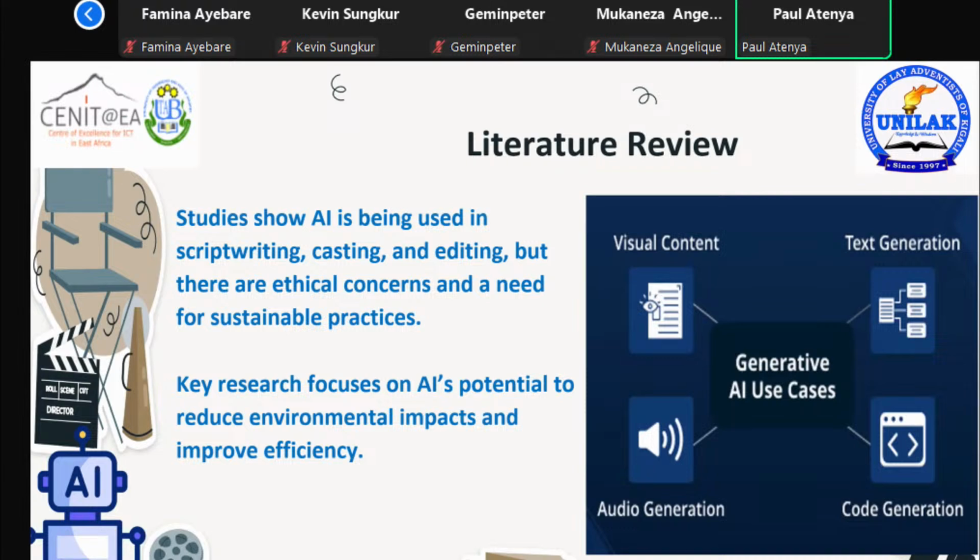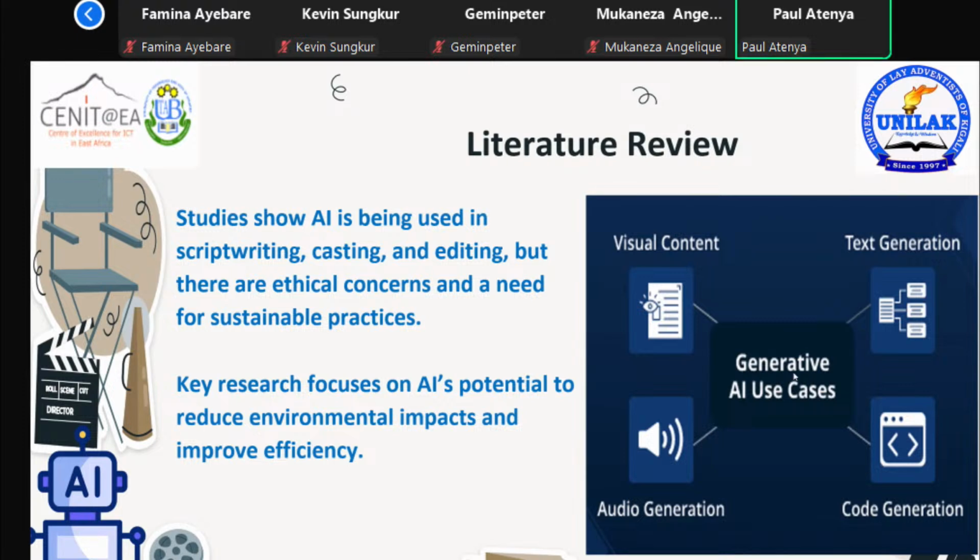So as part of the literature review, we discovered that most studies show that AI is being used in various stages of filmmaking, including screenwriting, which is part of the pre-production, and also casting, which is also part of pre-production, where filmmakers do their preparations on what they're supposed to do, and then they go to production, and then to post-production. When you look at editing, it is also seen that AI has come to help a lot when it comes to editing videos.